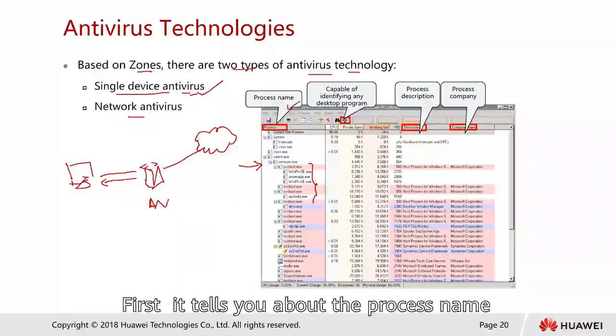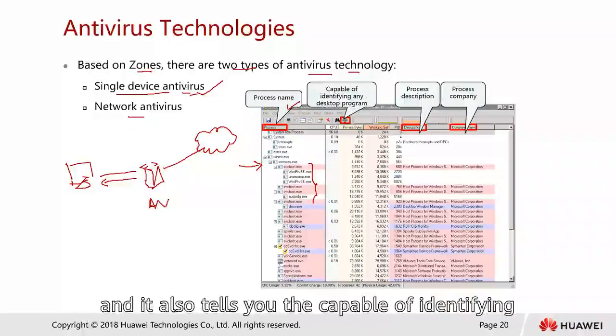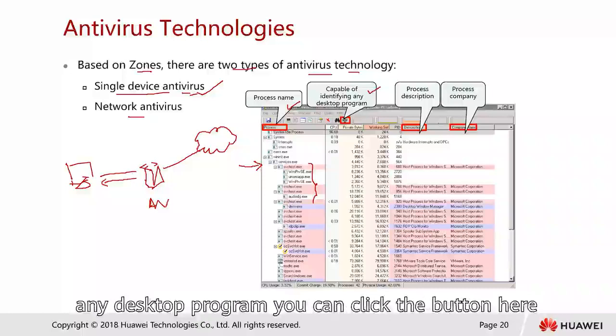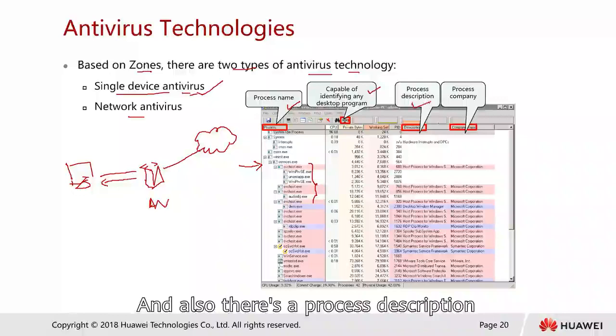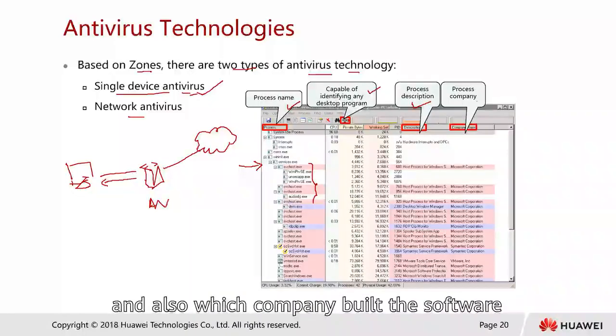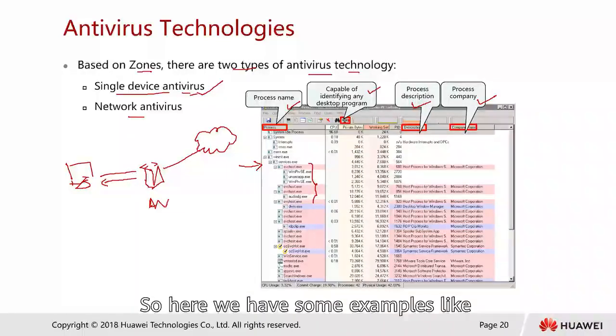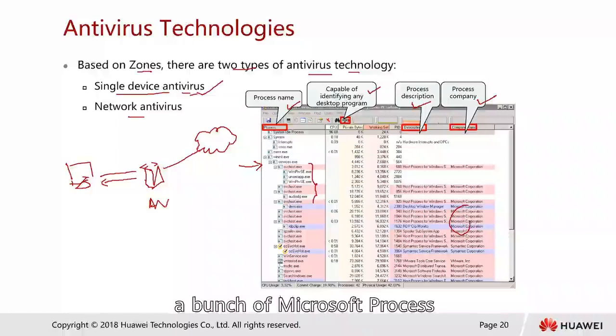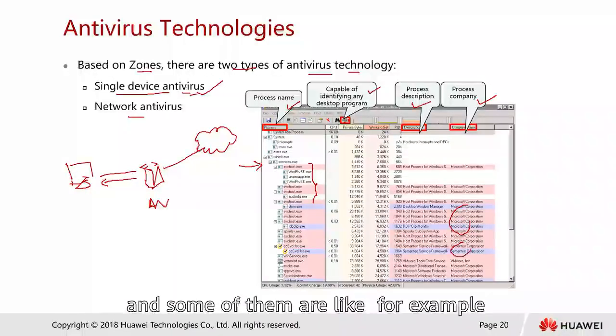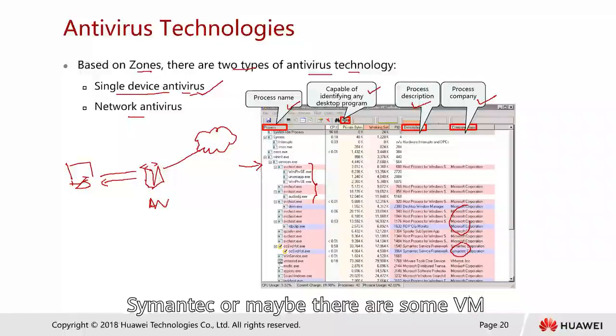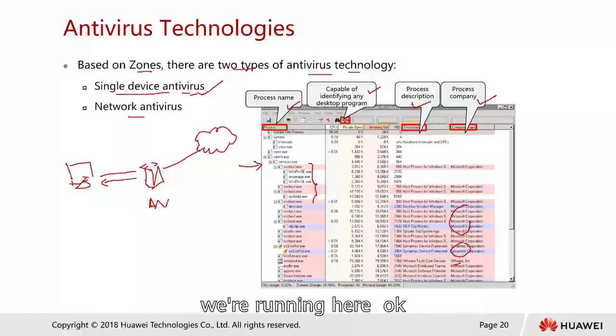It tells you about the process name, and it is also capable of identifying any desktop program. You can click the button here. And also there's a process description, and also which company built this software. So here we have some examples, like a bunch of Microsoft processes, and some of them are, for example, Symantec, or maybe there is some VMware running here.